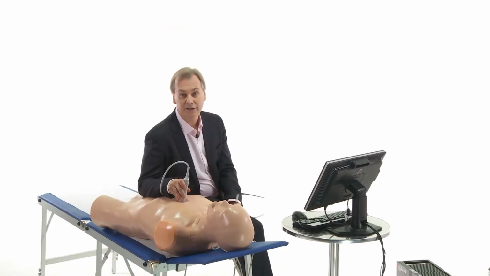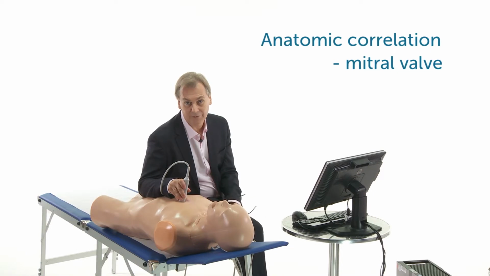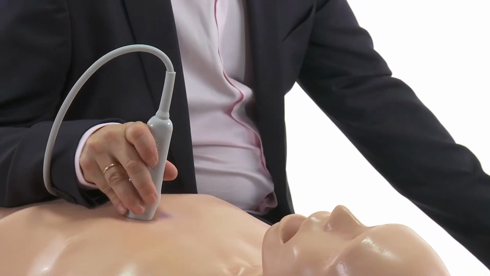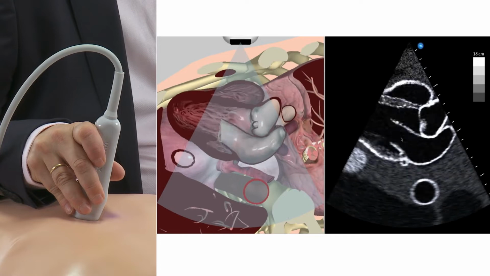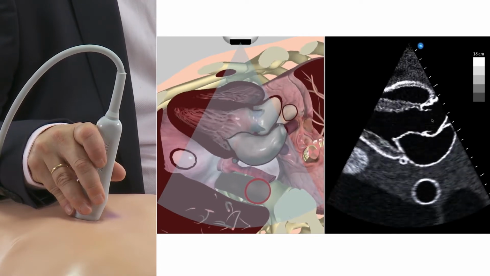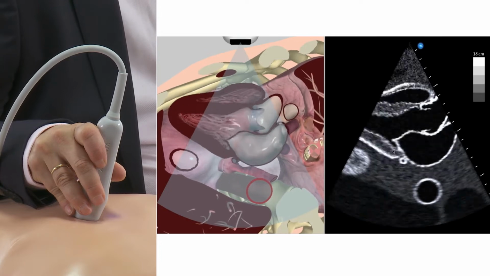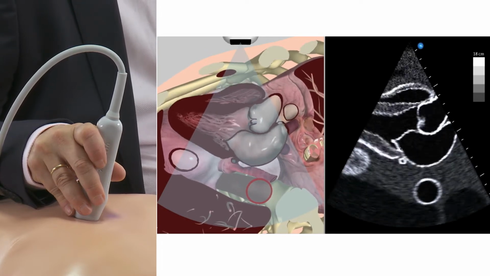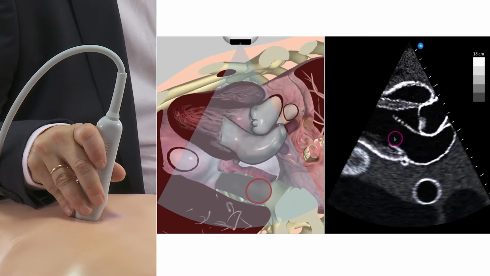Are you ready to see how these cut planes correlate with the anatomy? Well, then we need to go to the simulator again. Anatomic echo correlation of the mitral valve. We have the anterior leaflet right here, which is closer to the transducer and closer to the aortic valve. Then we have the posterior leaflet, which coapts with the anterior leaflet right here.